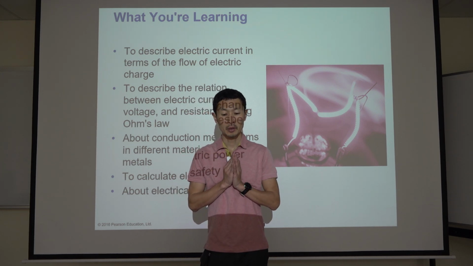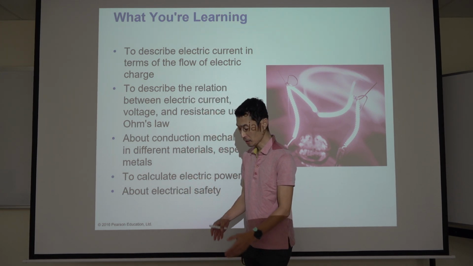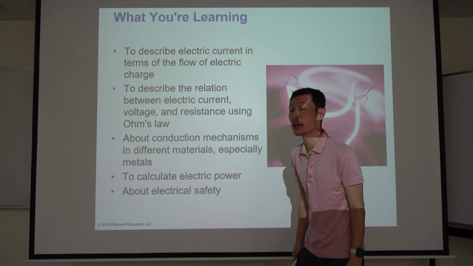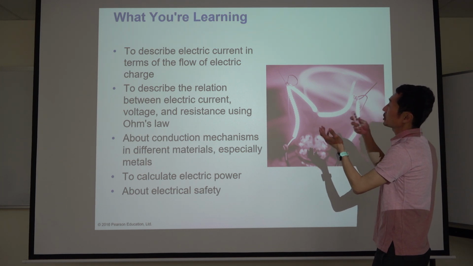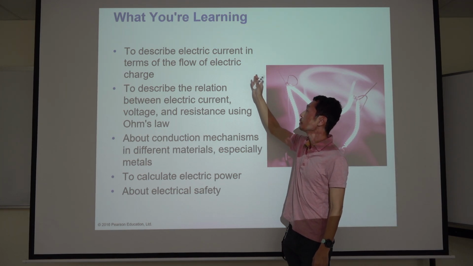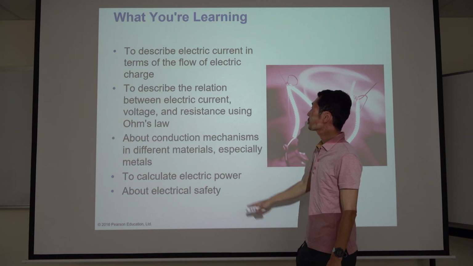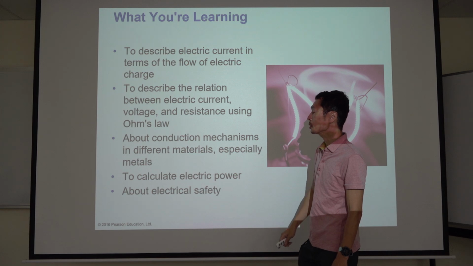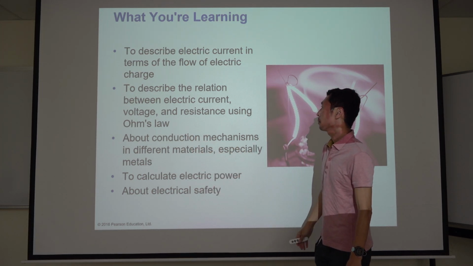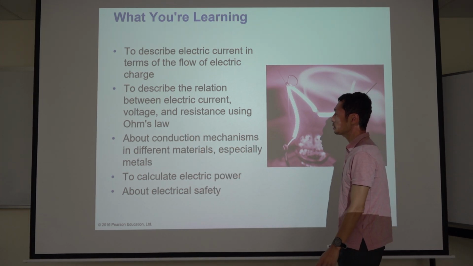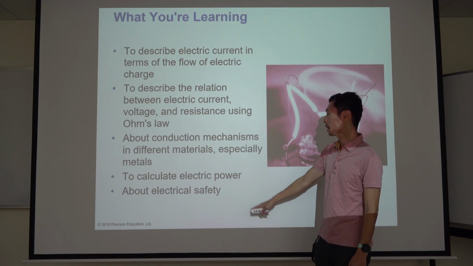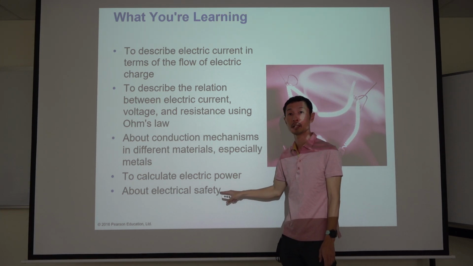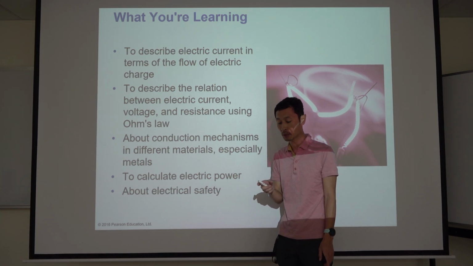Today we're going to talk about electric current. Let's get started. This is today's content, what you're going to learn today. We need to be able to describe electric current in terms of flow of electric charge, and to describe the relation between electric current, voltage, and resistance using Ohm's law. So we're going to look at Ohm's law, conduction mechanisms in different materials, especially metals, calculating electric power, and electrical safety. This is also very important, so I want to emphasize this last part.